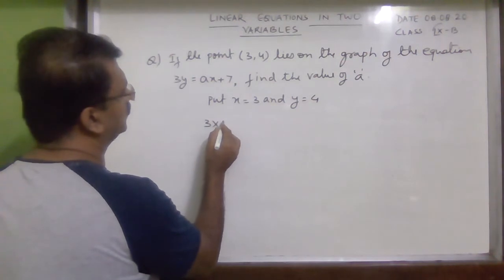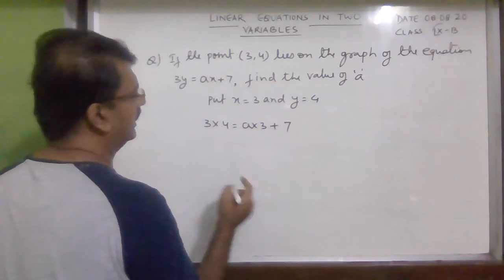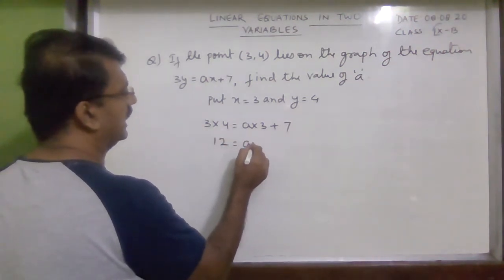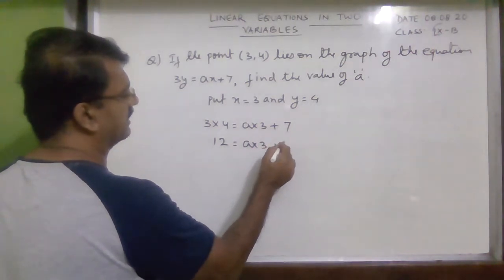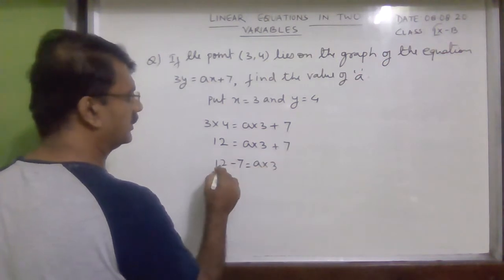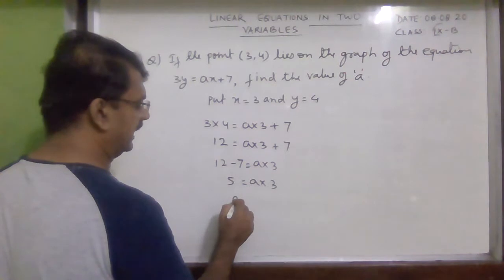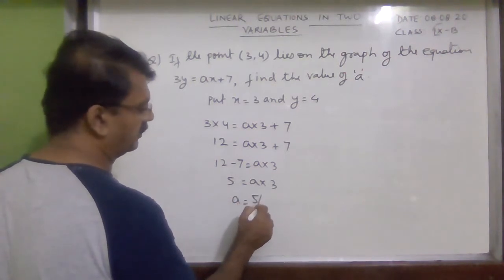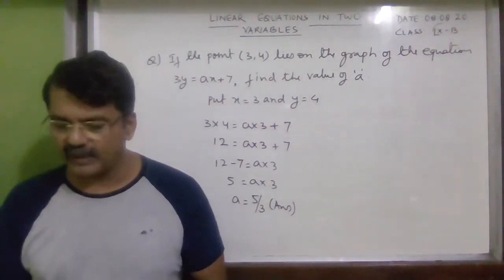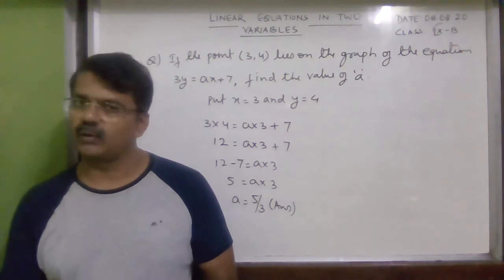When we put x = 3 and y = 4, we get 3 into 4 is equal to a into 3 plus 7. Now 3 into 4 is 12, so 12 = 3a + 7. 12 minus 7 is 5, equal to a into 3. Then a will be equal to 5 upon 3, and that is your answer. The value of a we have found is 5/3.